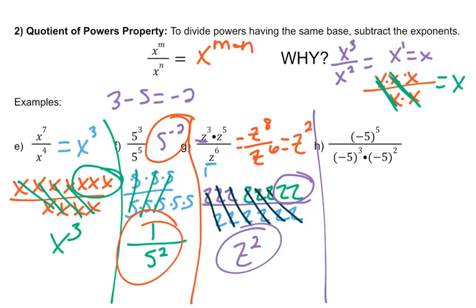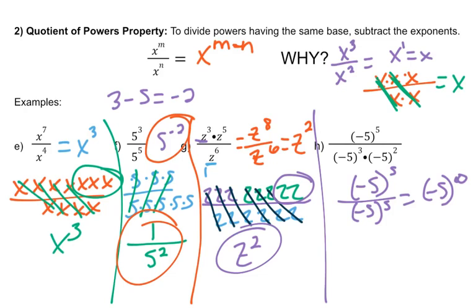Okay, same thing with this one. If you want, pause the video, try it on your own. So we've got -5 to the 5th divided by -5 to the 3rd, and then -5 times -5 is squared. So you have to solve the bottom, and then remember, then you do the division. So we add the exponents, so this would be -5 to the 5th over -5 to the 5th. Well, you subtract your exponents. 5 minus 5 is going to be -5 to the 0 power.